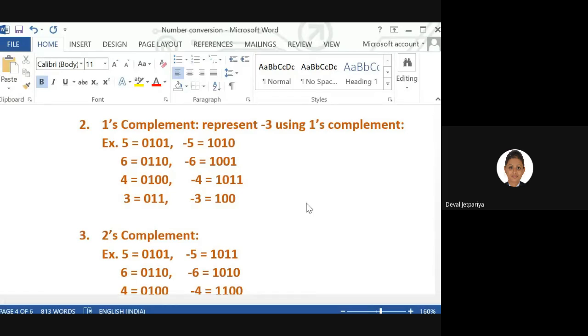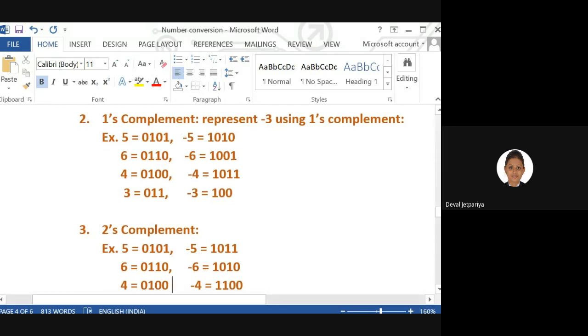Right. And the same trick we need to follow in case of two's complement. Even we can represent a negative number using two's complement. So in that case, what do we need to understand?